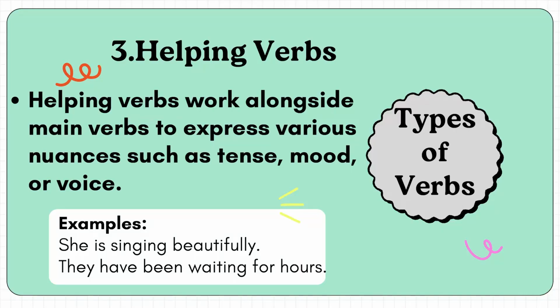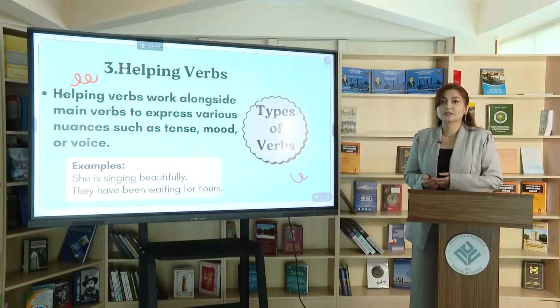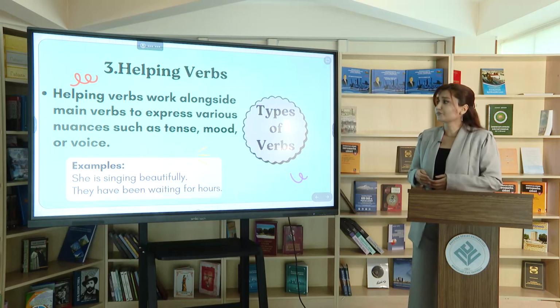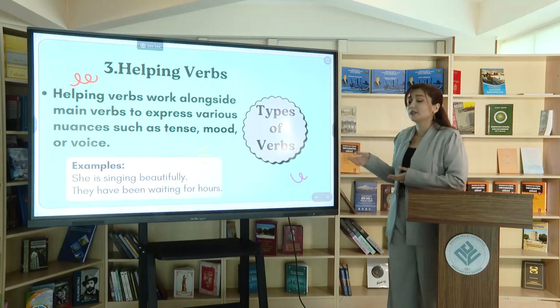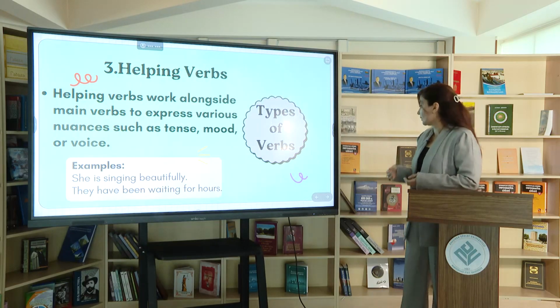Helping verbs, which you may know as auxiliary verbs, work alongside the main verb, and they can express various nuances such as tense, mood, or voice. Our examples are: she's singing beautifully, and they have been waiting for hours.